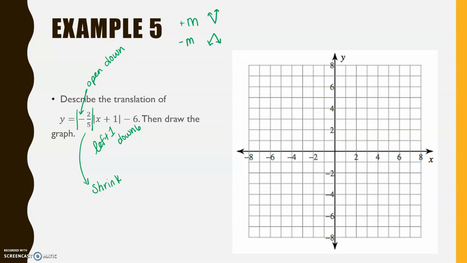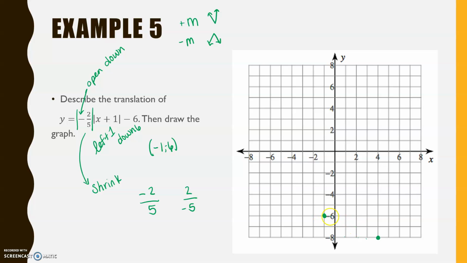All right, so we've got left 1, down 6. And that's the starting point. So that's my vertex. If I wanted to write the coordinates, it would look like this. And then I'm going to do a slope of -2/5. So I'm going to go down 2 over 5. Remember that if it's a negative slope, that negative can only go with 1. So I can either do -2 over 5 or 2 over -5, but I'm not supposed to do down 2 and right 5. Negative and negative.